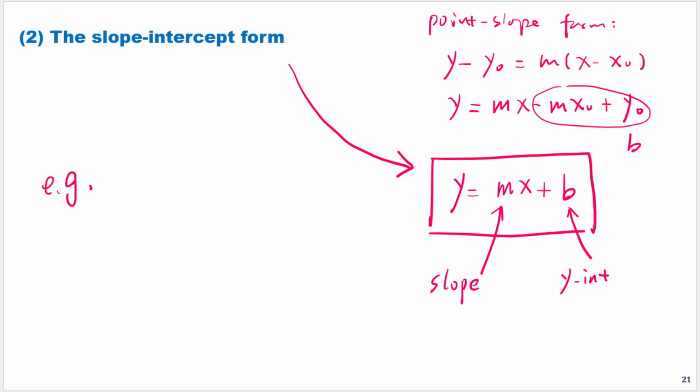Okay, for example, y equals 1/2 x plus 4. This number is called the slope of that line. And this is called the y-intercept of that line.